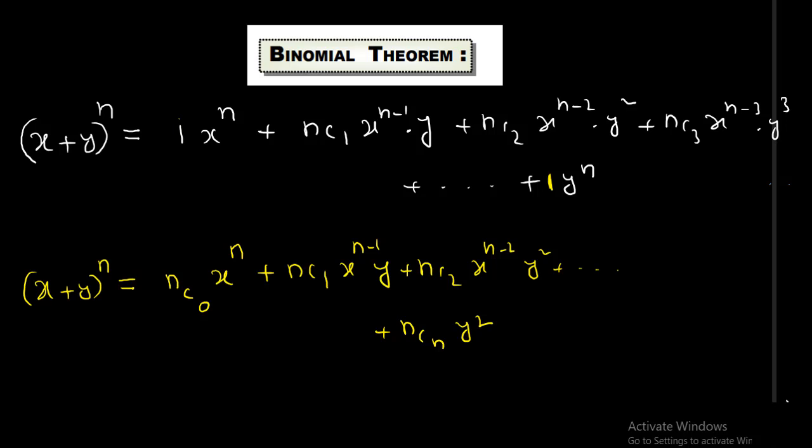Observe, what is the important thing? The exponent is n, n is a natural number. Obviously, on the right hand side, you should get n plus 1 terms. That is one thing. Another thing is, each term's degree is n only. And these are constants, called binomial coefficients. Next thing: the power of x is decreasing, exponent n, n minus 1, n minus 2, while the y power is increasing, y power 0, y power 1, and so on up to y power n. Okay, this is important. One more thing, students, listen.